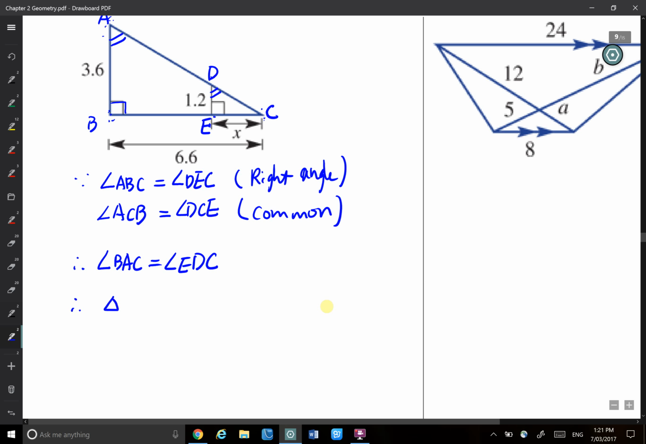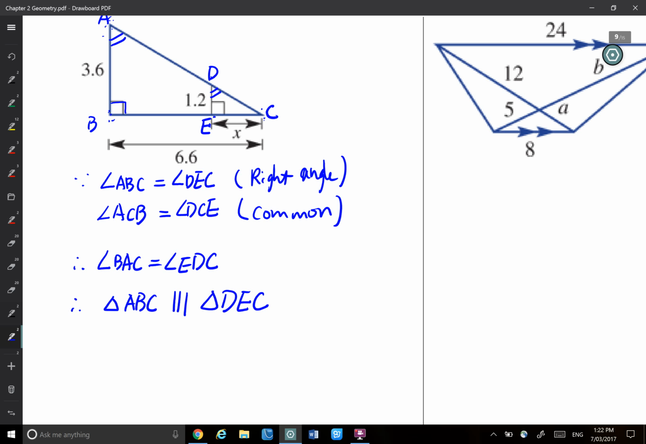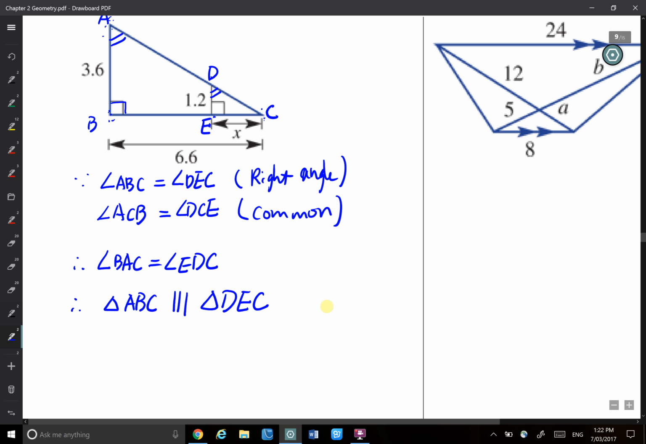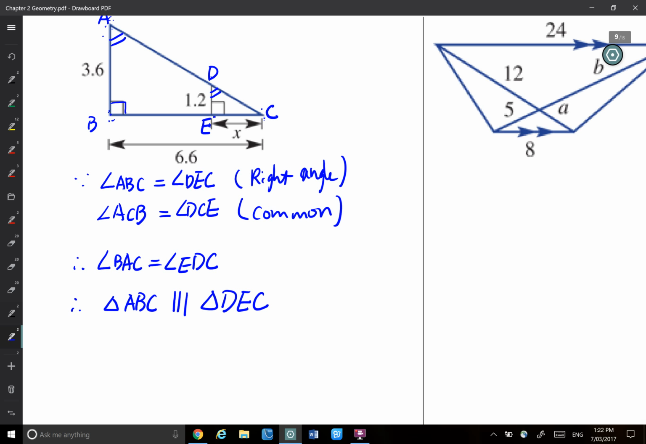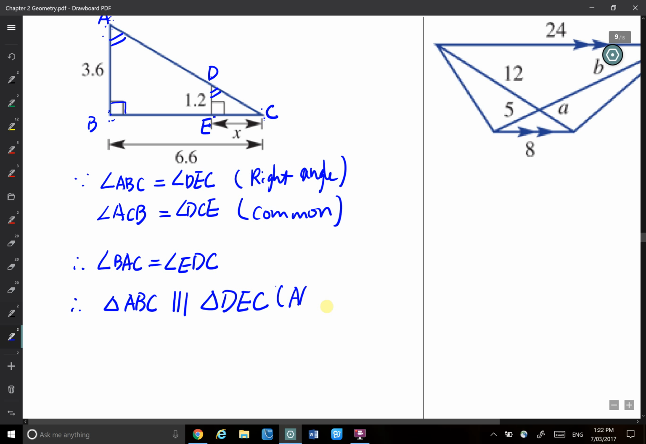So the triangle ABC will be similar to the triangle... Okay, A is corresponding to D, B is corresponding to E, and C is corresponding to C. So it's similar to the triangle DEC. Yep. You don't need to write that. We all know that: two pairs equal, then the third pair must be equal. So that is by AAA.